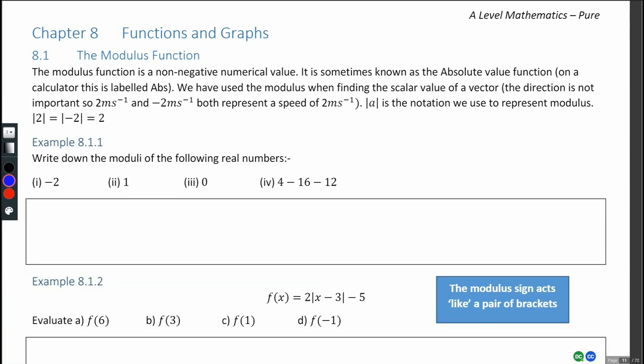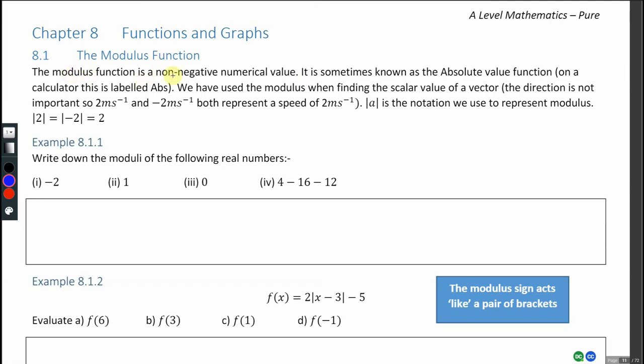A2 Pure Maths, Chapter 8, Functions and Graphs. First of all, we're going to look at a special function called the modulus function, and then we're going to look at more general functions and what the definition of a function is in mathematics. So first up, section 8.1, the modulus function.